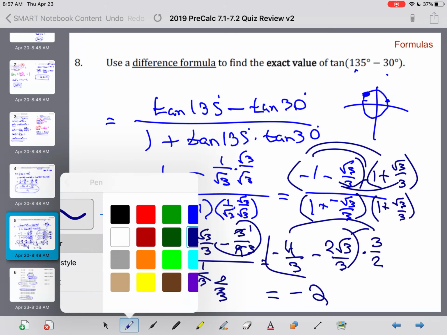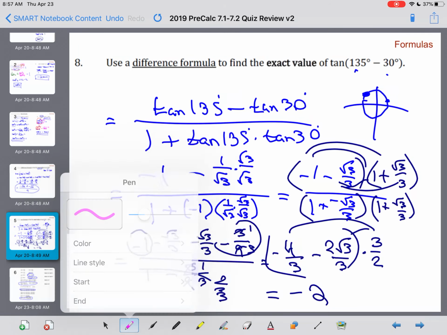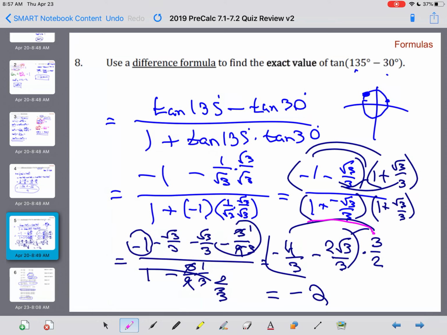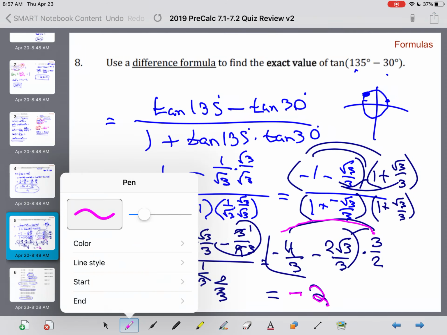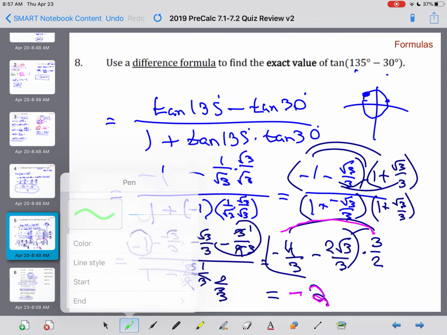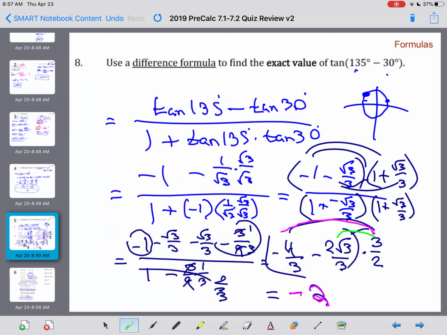So let me change colors here so you can see. If I take this times this, I get this here. And if I take this times this, the 2's cancel, the 3's cancel, so I get minus root 3. And that's my final exact value.